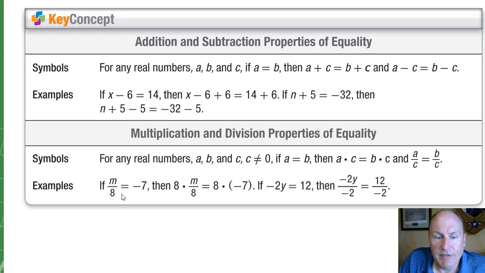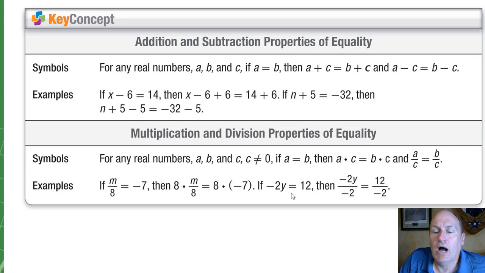So just looking at a couple of examples, if I have a quantity m divided by 8, and that equals negative 7, then I can multiply the m divided by 8 and multiply the negative 7 by 8, and it's still true. And what you're going to find as we solve these is the 8's cancel each other out on this left side, which is really isolating that variable, our goal. And so a similar thing for division.